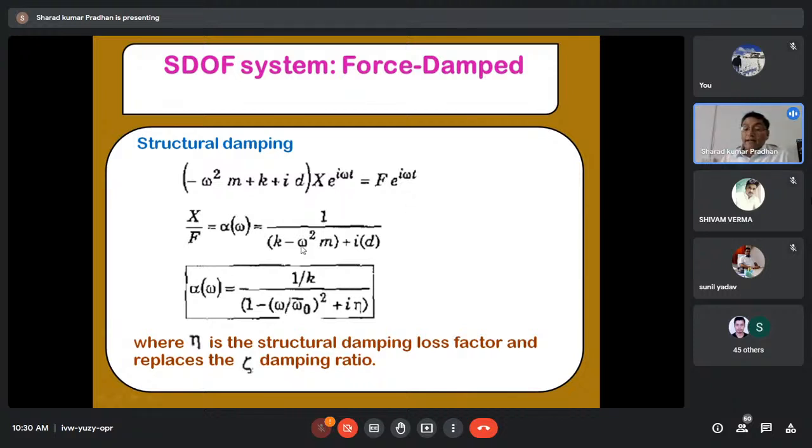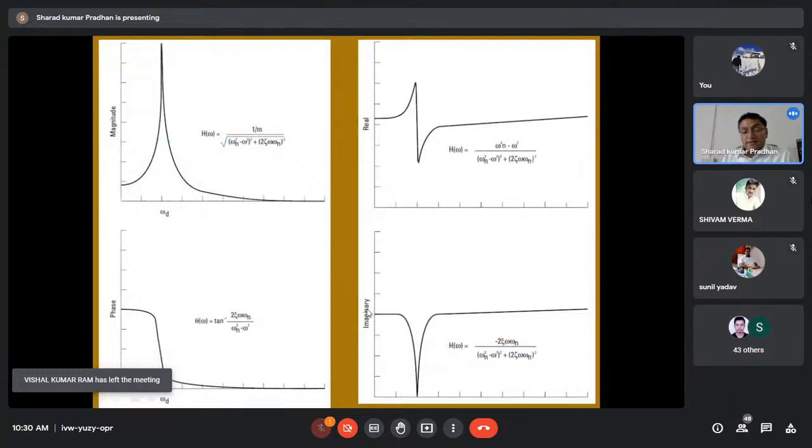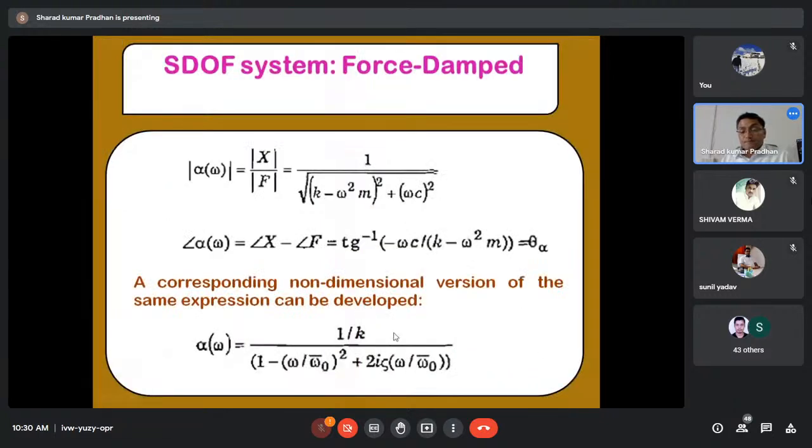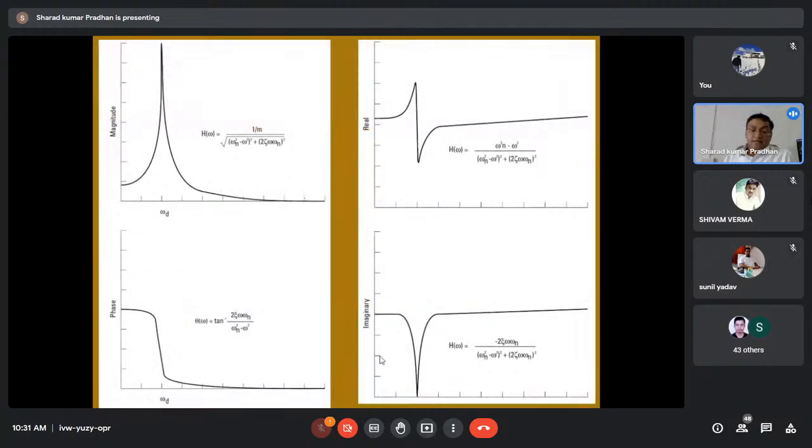Again, if you divide it by k, you are going to get this. And in place of zeta, you are going to get eta. So eta is the structural damping loss factor, and zeta is the damping ratio. So that is the only difference. In structural, you have got i eta, and if you look at the previous one, you have got this c omega, and finally you are getting 2i zeta. So that is the difference between viscous and structural.